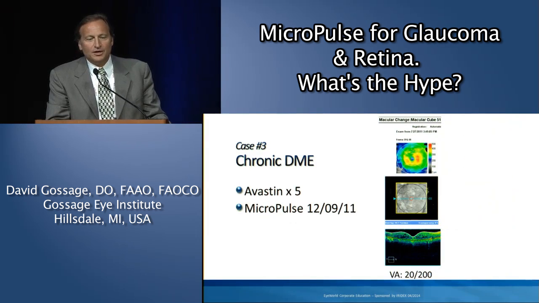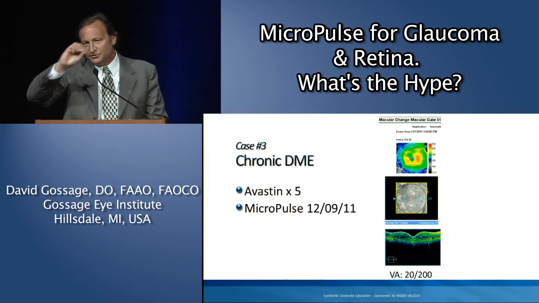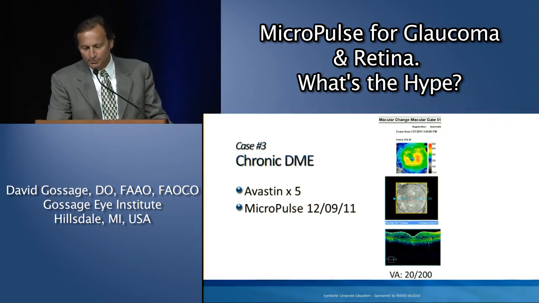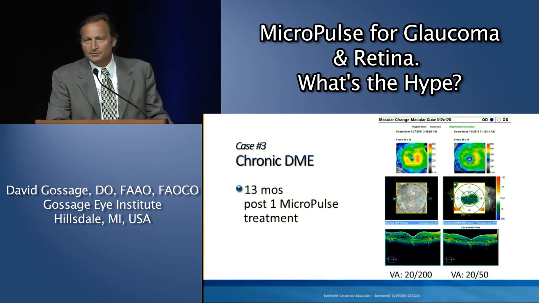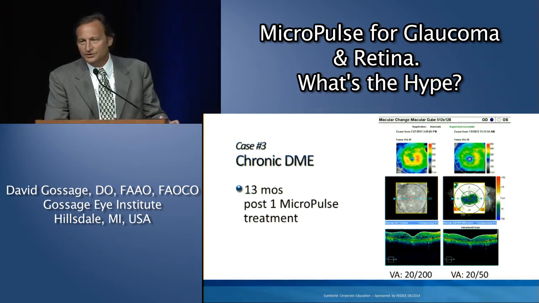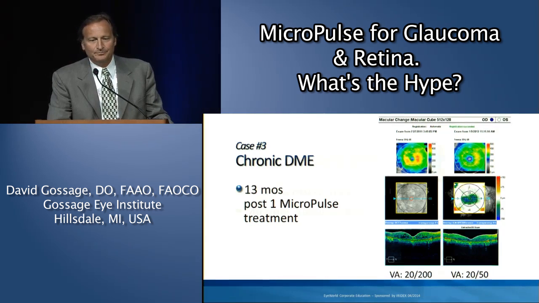Next case is a patient with chronic diabetic macular edema, has had 5 Avastin injections. MicroPulse was carried out in December of 2011. This is prior to Texel, so I was doing a paintbrush technique, basically going across, up and down, side by side to be able to treat that area of edema. Visual acuity is 20/200 pre-MicroPulse, and here we are at 20/50 post-MicroPulse. This is 13 months after MicroPulse laser, no additional anti-VEGF therapy. So this patient had multiple treatments before, didn't respond, did respond to laser.